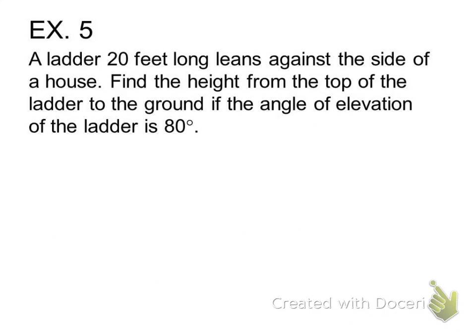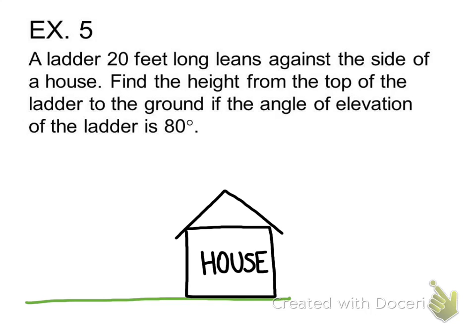Okay, so in example 5, it says that a ladder 20 feet long leans against the side of a house. Find the height from the top of the ladder to the ground if the angle of elevation of the ladder is 80 degrees. So, I've got a ground, I have a house, a ladder leaning against the house that is 20 feet long. The angle of elevation from the ground to the ladder is 80 degrees. We're solving for the height from the top of the ladder down to the ground.